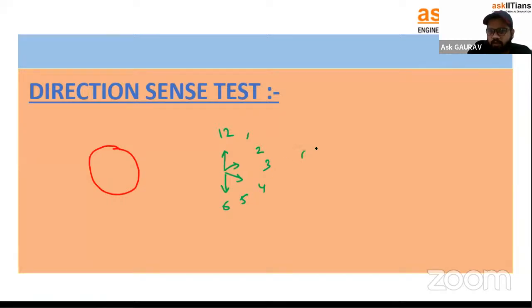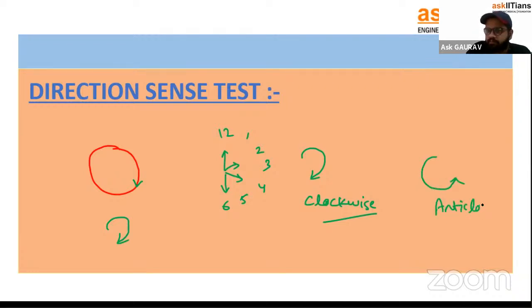So basically it moves like this. This is your clockwise direction. So in a circular path, the clockwise direction will be this, right? And what is anti-clockwise? Just opposite of clockwise. If you're moving in the direction opposite to the first one, this is now your anti-clockwise, right? So these are the directions.